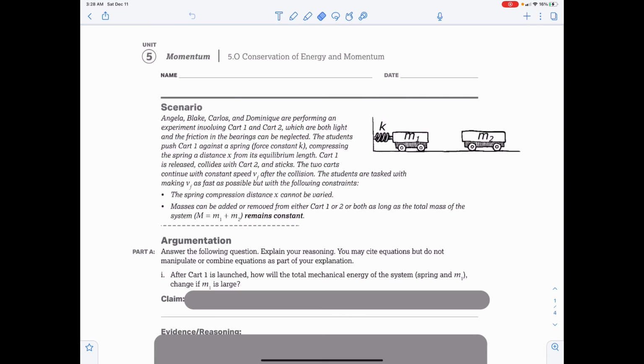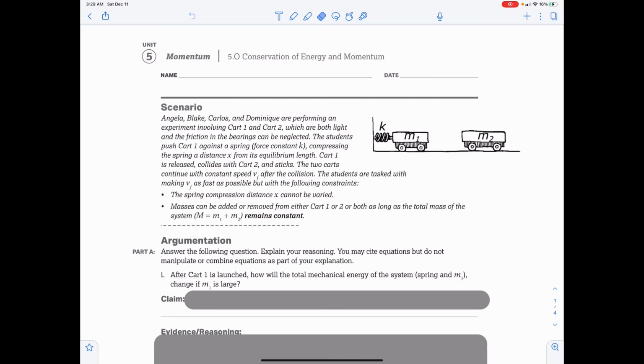Angela, Blake, Carlos, and Dominique are performing an experiment involving carts 1 and 2, which are both light and friction in the bearings can be neglected. The students push cart 1 against a spring of force constant k, compressing the spring a distance x from its equilibrium length. Cart 1 is released, collides with cart 2, and sticks. The two carts continue with constant speed v final after collision.